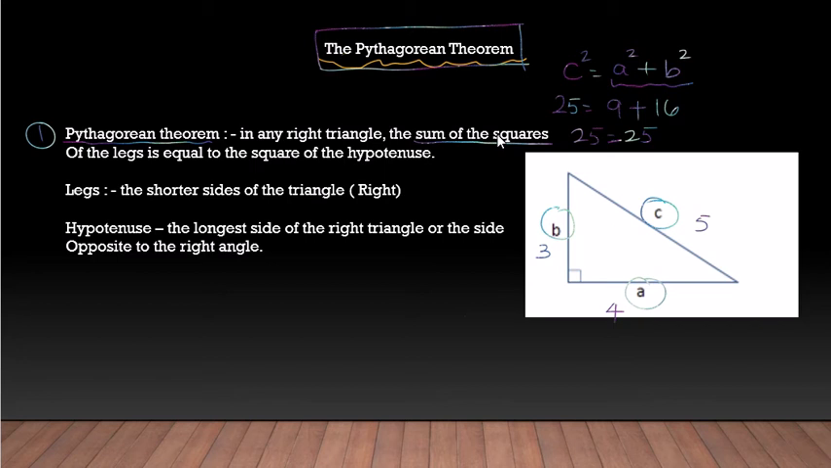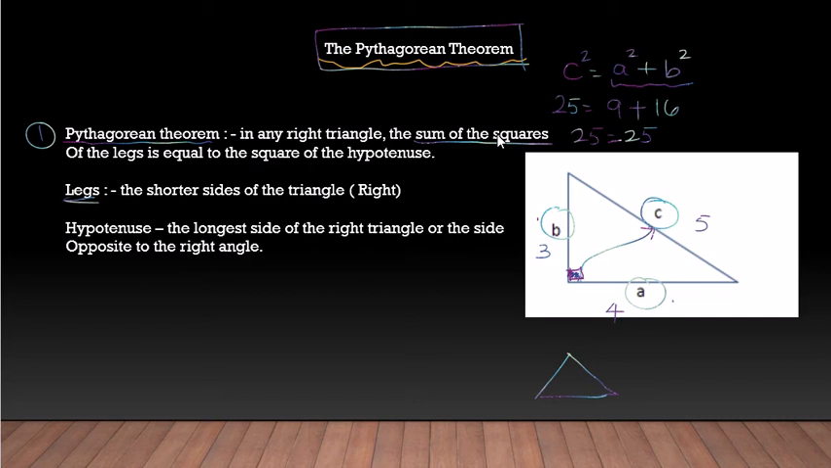When you take the square of the legs and then add them together, both of them, this one and this one, it is equivalent to the square of the hypotenuse. And the Pythagorean theorem can only be used on a right triangle, a triangle that has a 90-degree angle. Not triangles like that. This is not a right triangle. So only a right triangle that has a 90-degree angle.